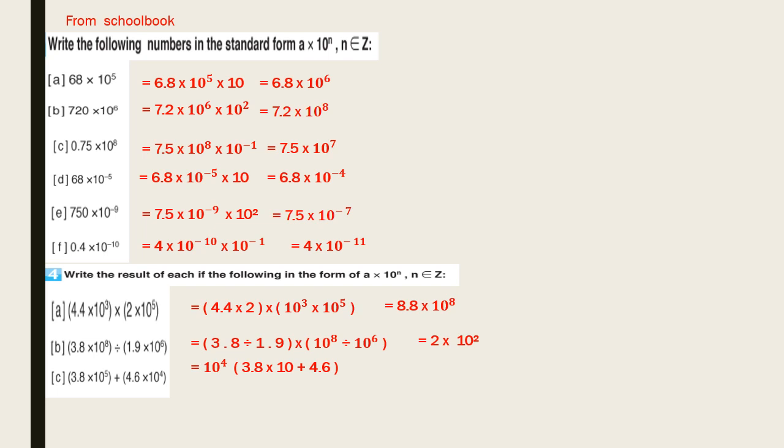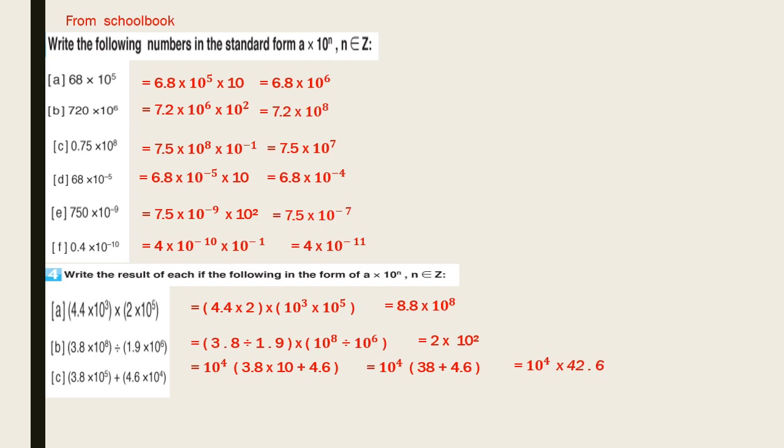Here you can multiply 3.8 by 10. It will be 38, a whole number. So put 10 to the power 4, and between brackets we have 38 plus 4.6. You can add 38 and 4.6. It will be 42.6 times 10 to the power 4. Is this number in the standard form? No, it isn't. 42 is more than 10.